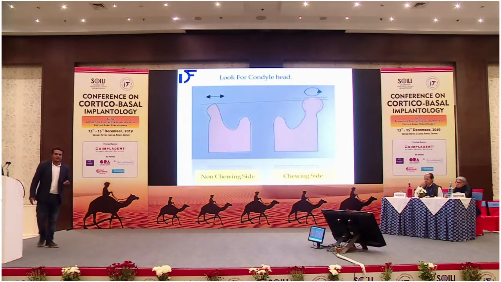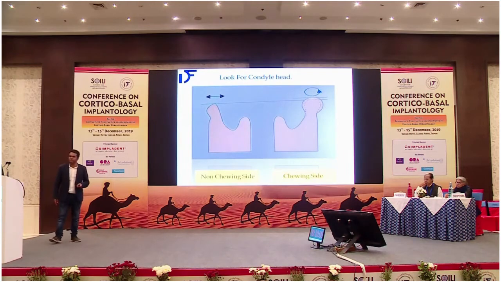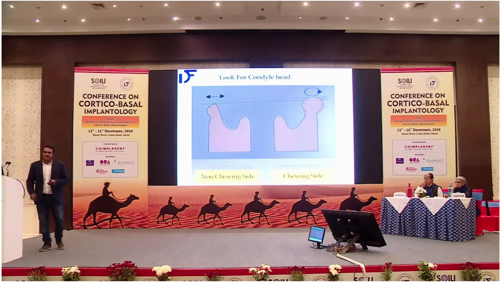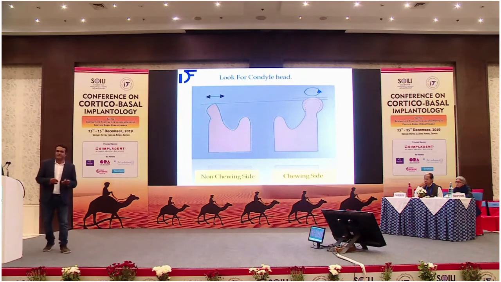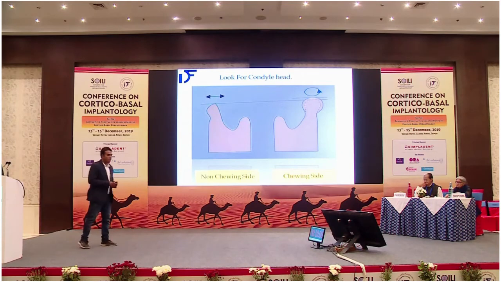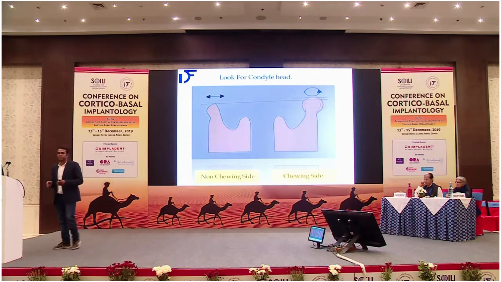Look for the condylar head in the OPG, because most patients are unilateral chewers or have some parafunctional habit. There will be a change in the dimension and size of the head of the condyle. We should look for that before treatment planning, and then accordingly give the prosthesis, because we need to give a balanced occlusion. The patient should not continue the unilateral pattern of chewing post-operatively also, because that can lead to failure.